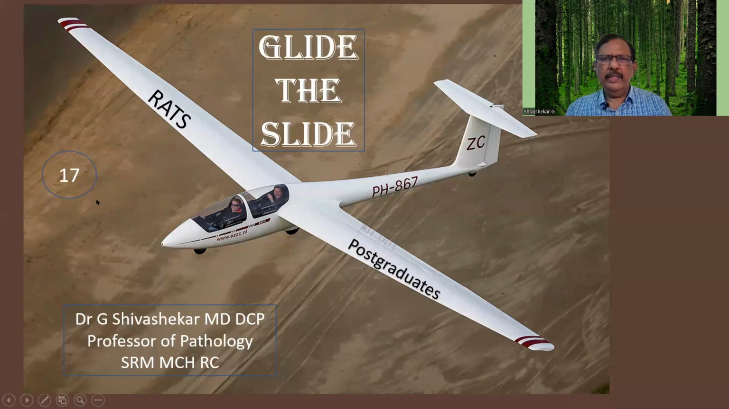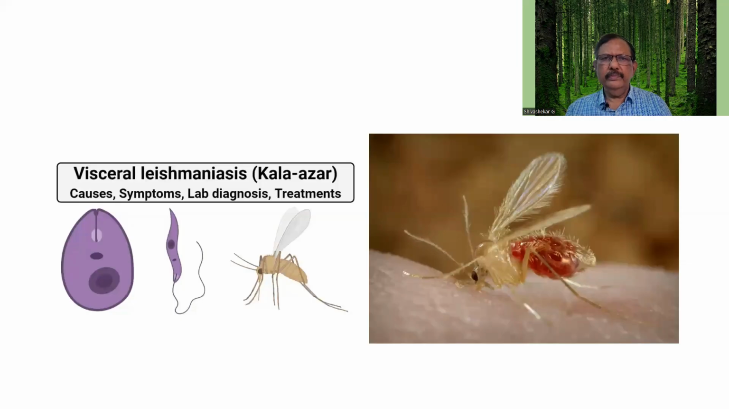Welcome to Glide the Slide 17. The organism here is the leishmania and the disease is Kala-Azar. This is the sandfly that transmits the disease, more common in Africa. There are basically two forms of it. One is a promastigote form and another is an amastigote or a flagellated form.